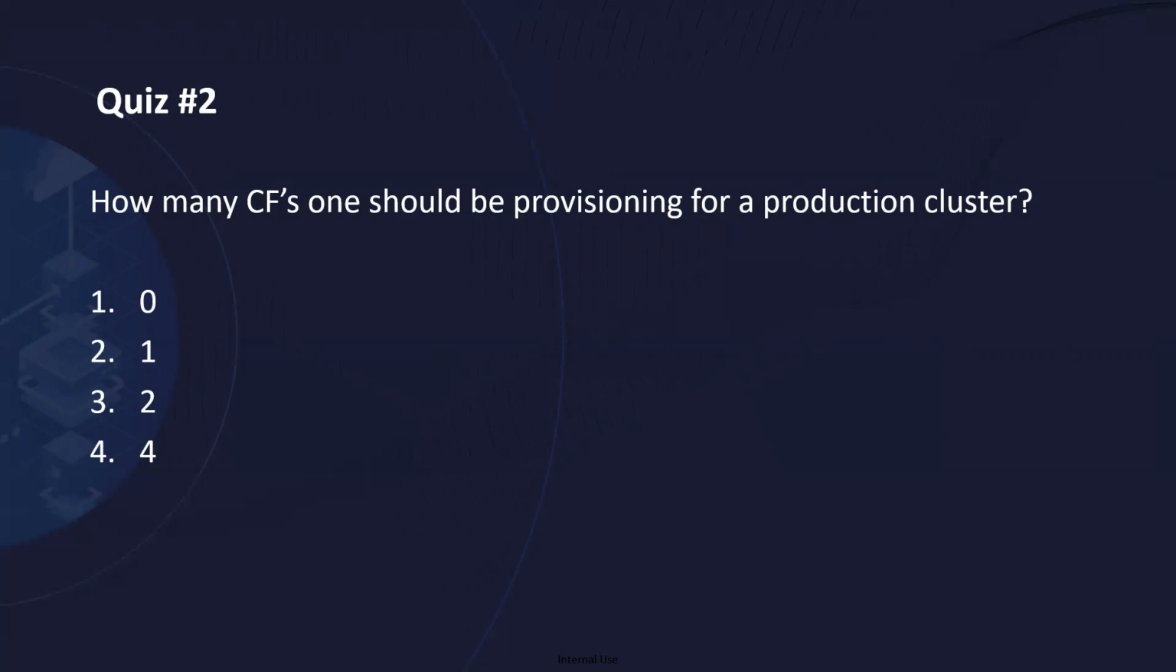4 seems like a fairly interesting number. I'm confident it isn't 1, because that would mean there was only one of them, and there's no resilience. So I'm going to go with number 3 as being the right answer. Cool. Yeah. Two CFs, right? Yes. Primary and standby. Yep.